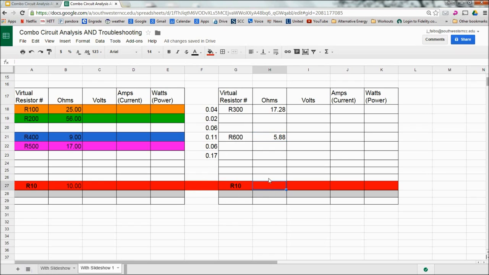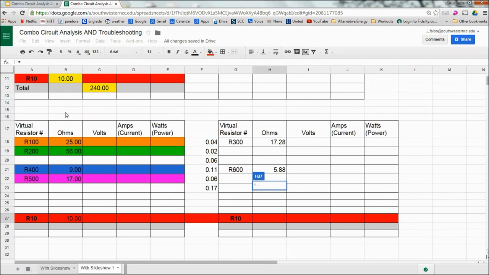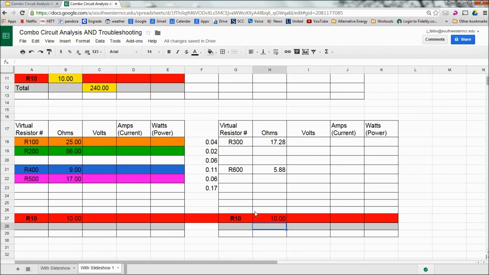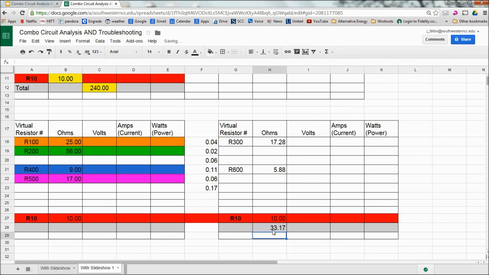Now, again, R10 is all by itself, so I can tell this cell I want you to equal whatever value is placed in here. Now that we've narrowed this down as far as we can, just a series circuit, let's treat this using Ohm's law. Let's treat it as a series circuit. So in my gray here, I want the totals. To figure out total resistance in a series circuit, we just add them all together.